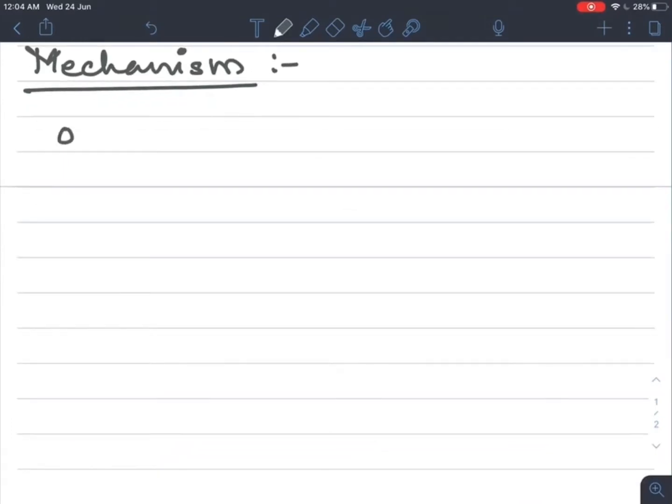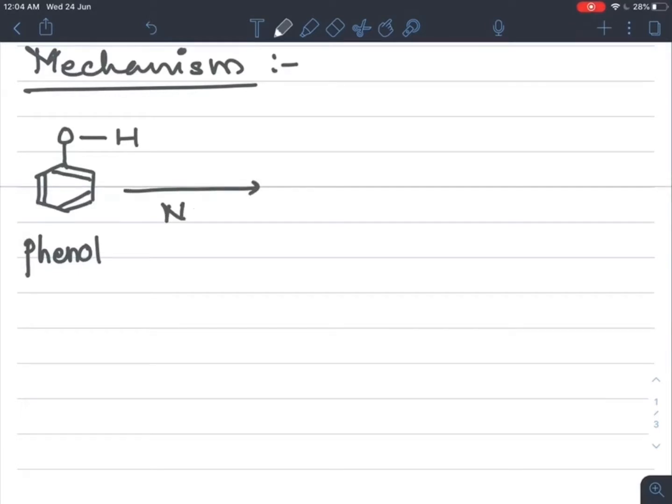This is phenol, the OH group attached to the benzene ring with alternate double single bonds. Phenol reacts with aqueous NaOH. This aqueous NaOH supplies OH minus, and this OH minus helps to break this bond heterolytically.